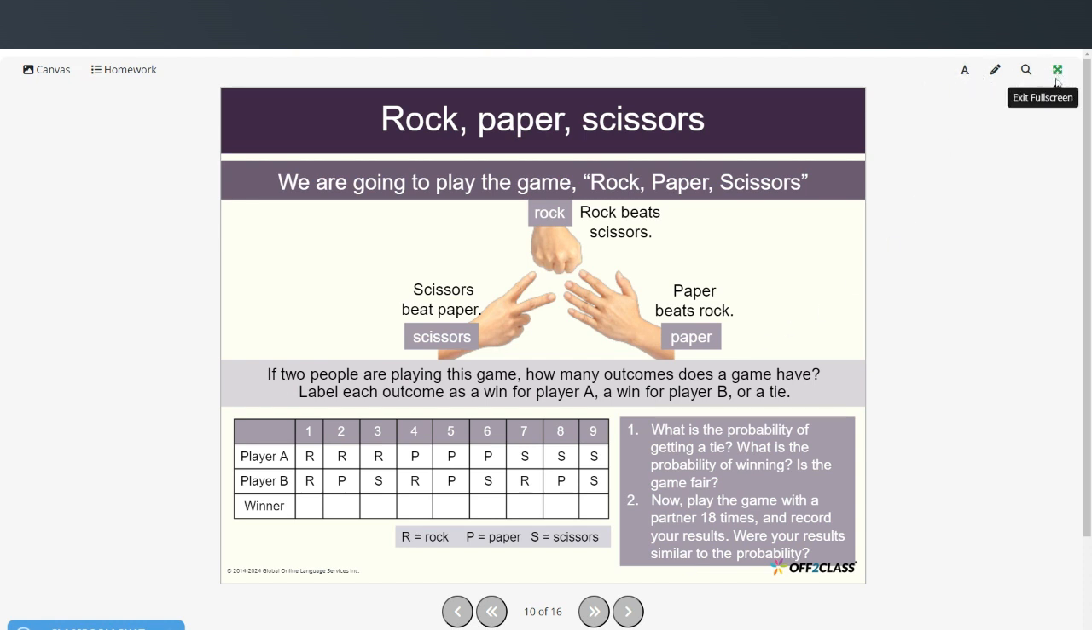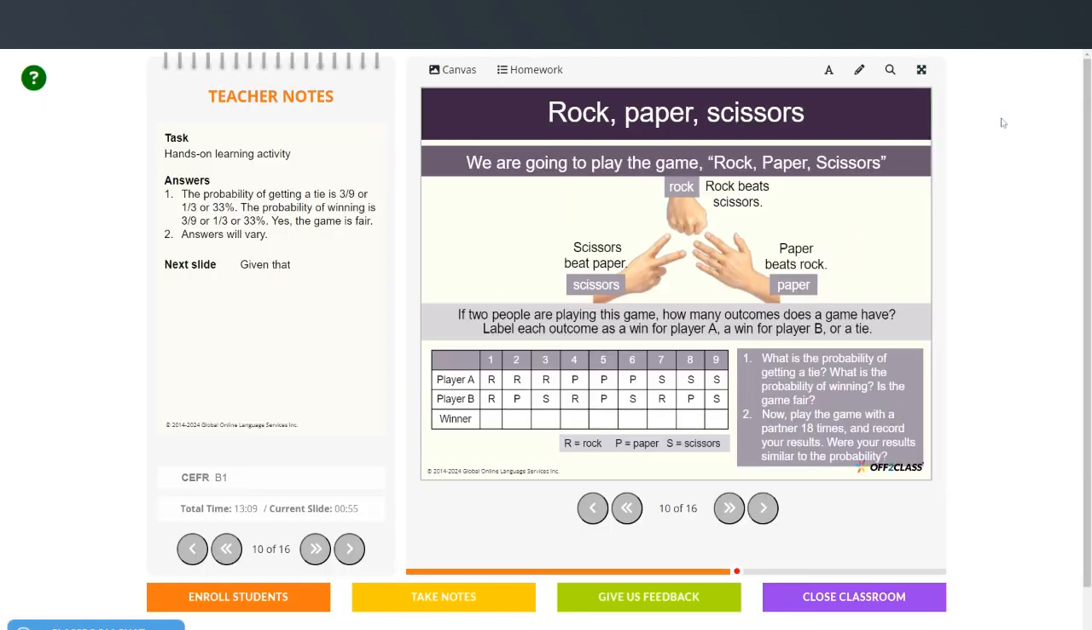All right, we'll check the answers on this. So the probability of getting a tie is 3 out of 9, or 1/3, 33%. The probability of winning is also 33%. And so, yes, the game is fair.